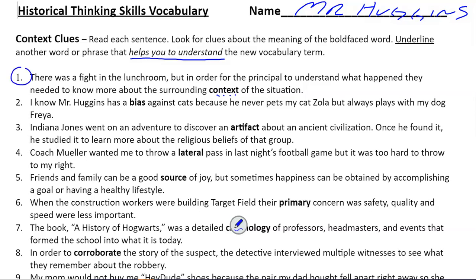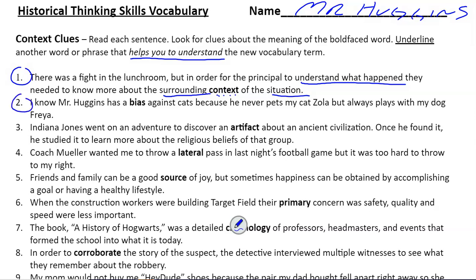Number 1. There was a fight in the lunchroom, but in order for the principal to understand what happened, they needed to know more about the surrounding context of the situation. Context is our word. It seems like the principal's trying to understand what happened, which might have to do with context. Well, surrounding seems like it's a bit of a hint as well. It seems like understand what happened, surrounding, and situation all have to do with context.